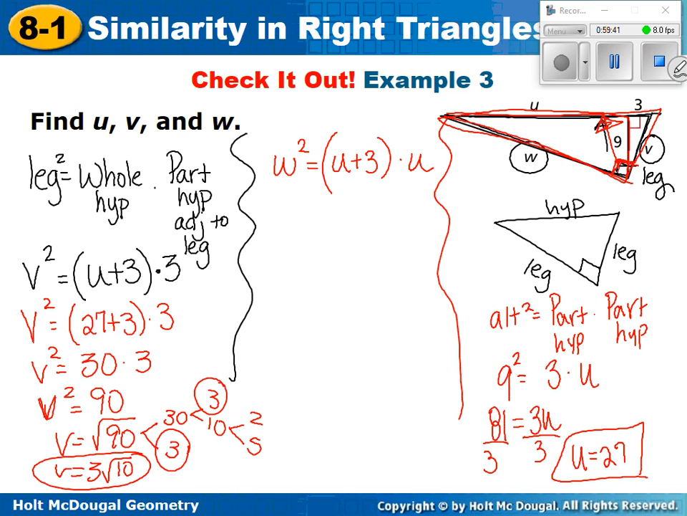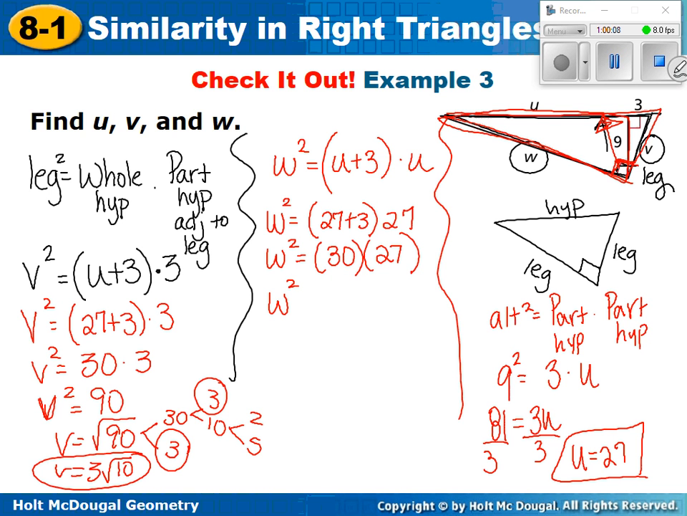Go ahead and plug your 27 in for U over here and solve for W. So we have W squared equals, whole hypotenuse now is 27 plus 3, and the part touching W was the 27. So W squared equals 30 times 27. W squared equals what? 810.